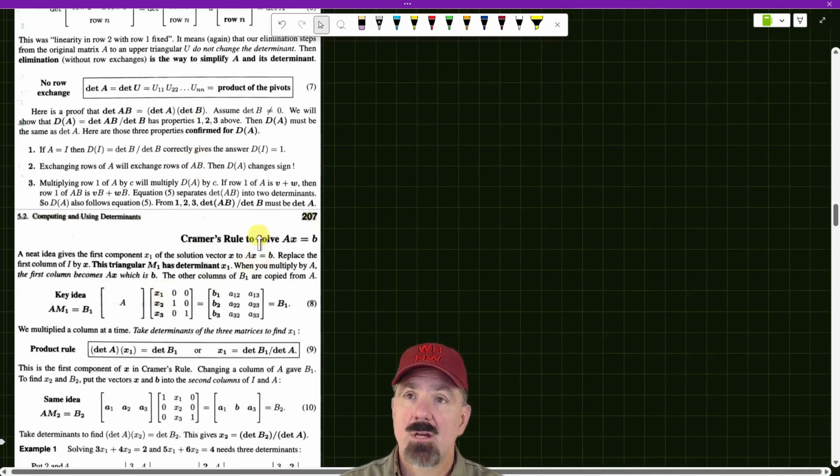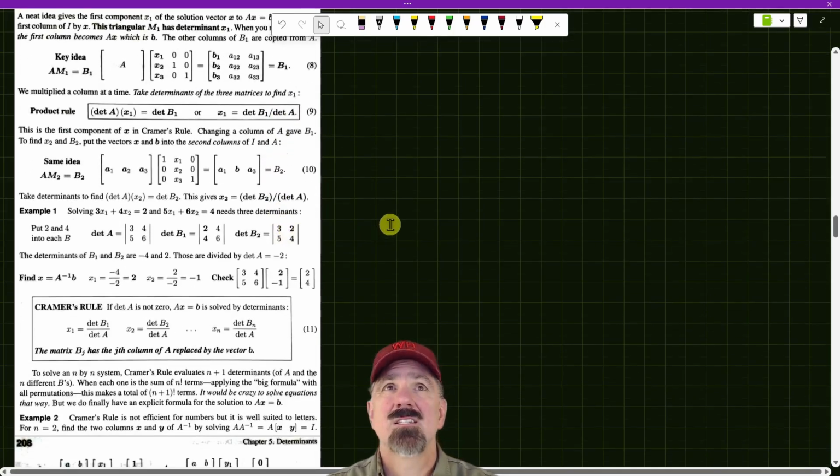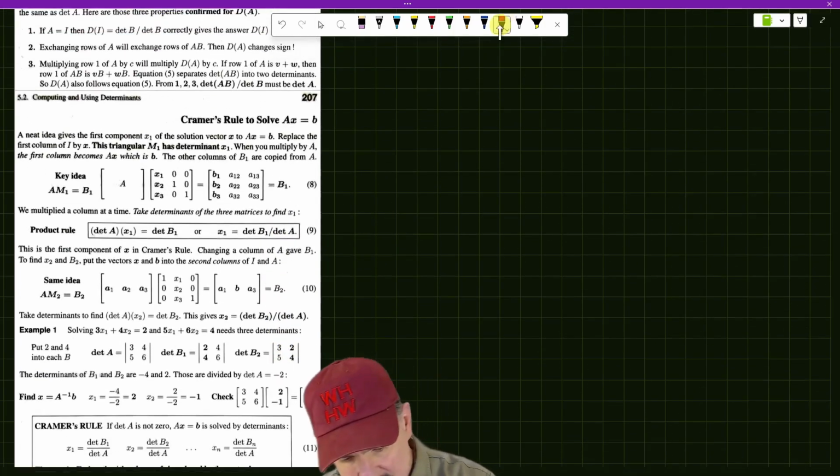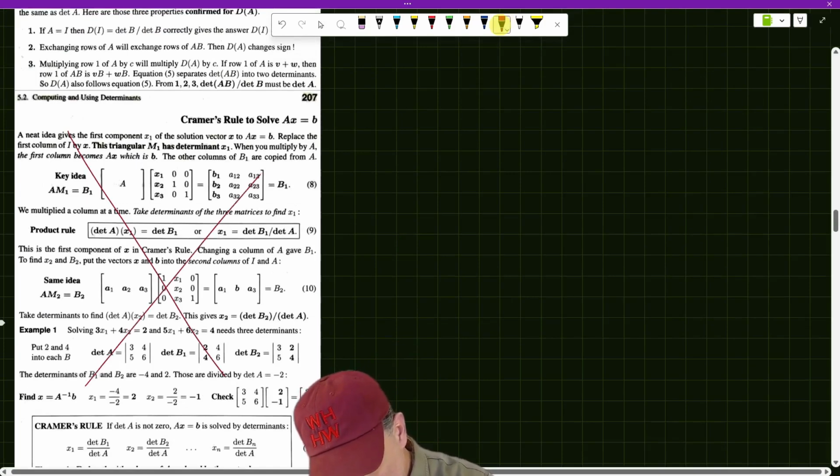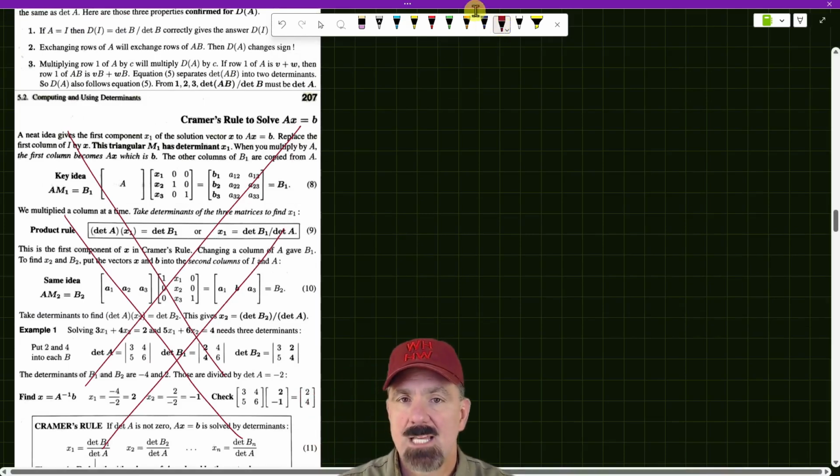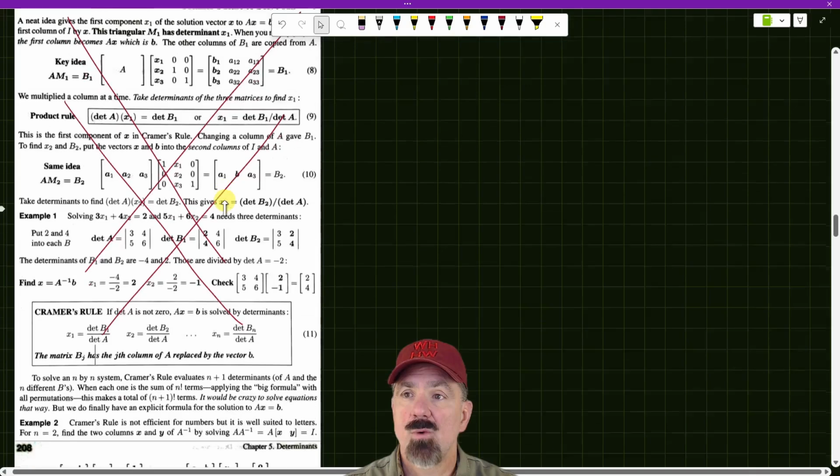Make sure you read through this. On page 207 is Cramer's rule. And this gets the big X from us. We are not doing Cramer's rule. Not interested in Cramer's rule. Like I said, it's a curiosity. It's interesting. It's not computationally relevant.